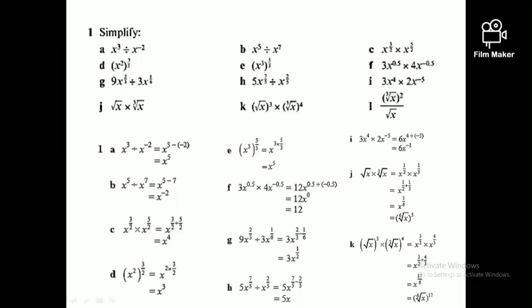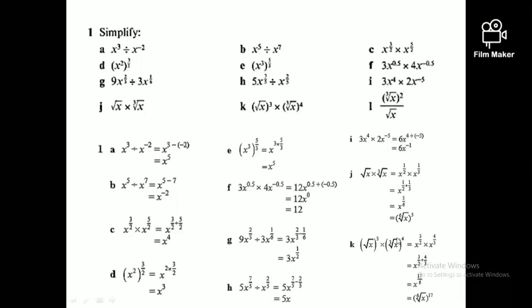Then this answer. How do you operate this? x to the power, square root is power half, half to the power 3. So you can use the power of a power theory. Square root x is x to the power half, to the power 3. Half into 3 is 3 over 2.